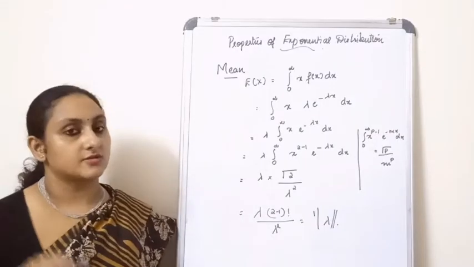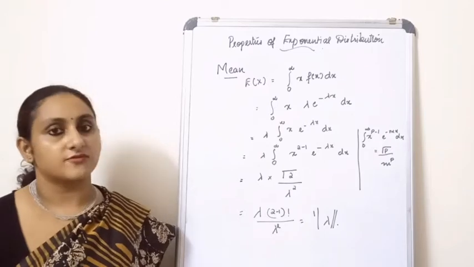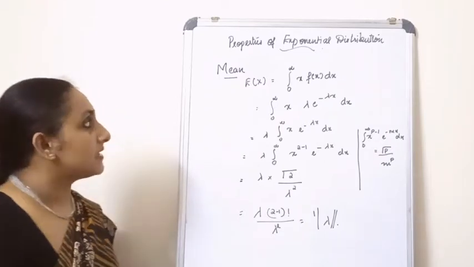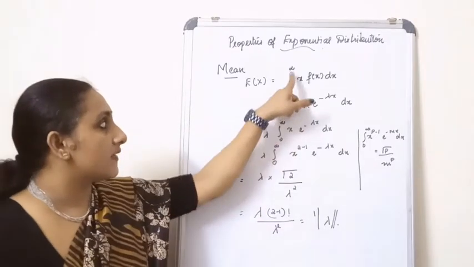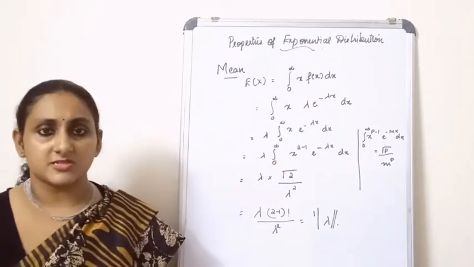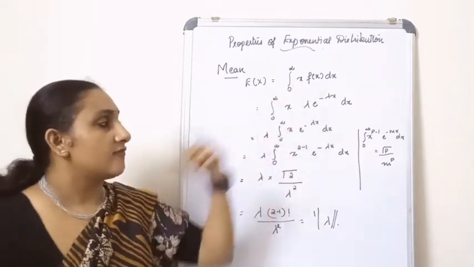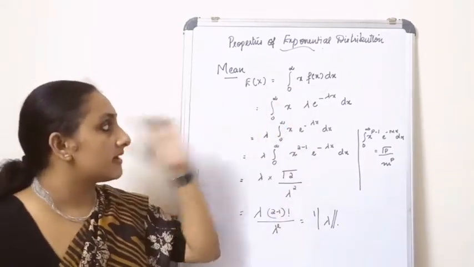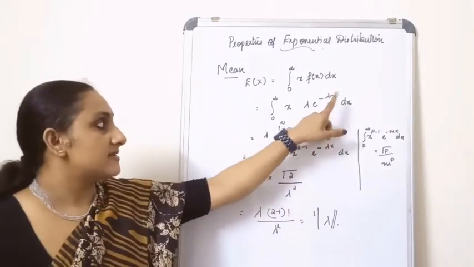We are going to find out the properties of an exponential distribution, and first we are going to find the mean. The mean is represented as expectation of x, which is equal to the integral from 0 to infinity, since in the case of an exponential distribution the range of x is 0 to infinity, of x into f of x dx. Now what is f of x in the case of an exponential distribution? Lambda e raised to minus lambda x.